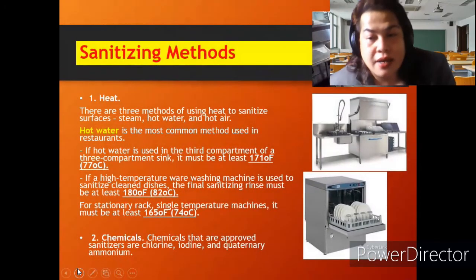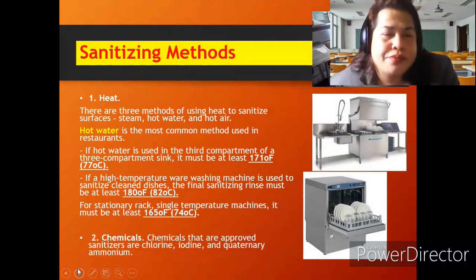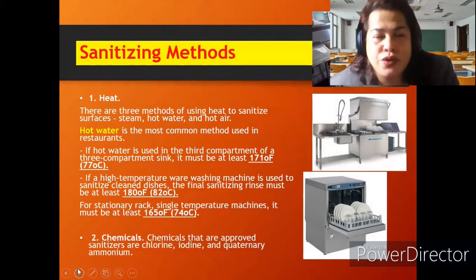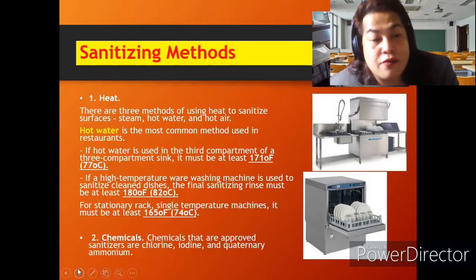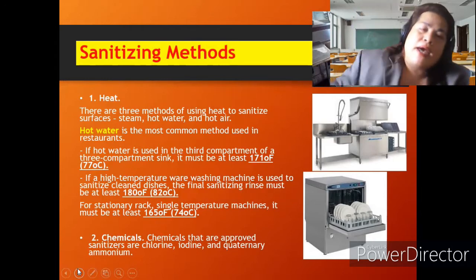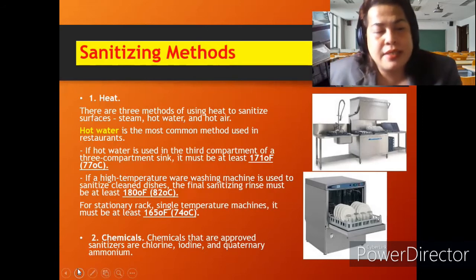Okay, let's proceed to sanitizing method. Remember, always follow yung cleaning with sanitizing, di ba? Siyempre, yung cleaning is only the first step to a germ-free kitchen. Cleaning is done, of course, by using detergent, but again, it doesn't kill bacteria or other microorganisms that can cause food poisoning. So, in order to kill the bacteria and to ensure a clean workplace, you must follow cleaning with sanitizing.